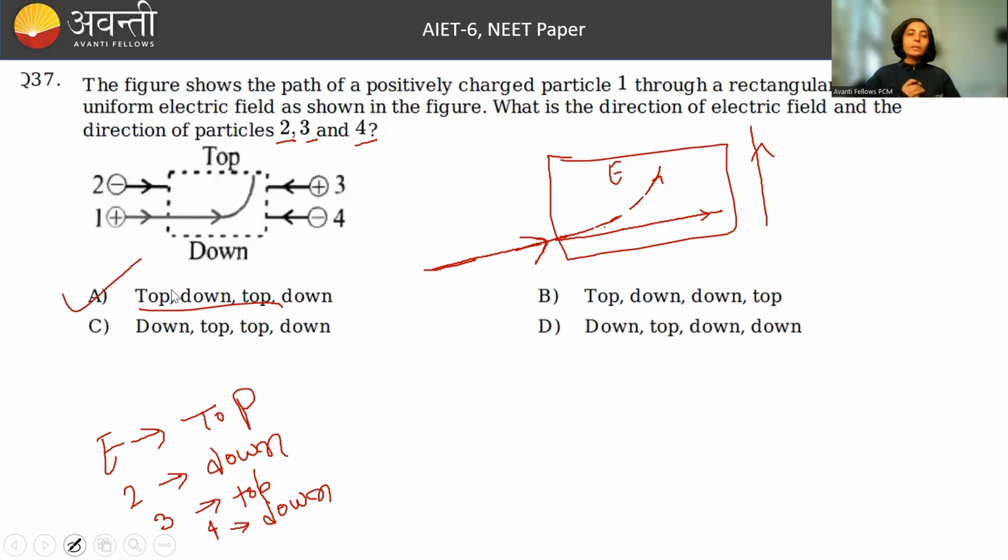Only thing you need to remember is that on a positive charge, force acts in the direction of electric field, and on a negative charge, force acts opposite to the direction of electric field. I have explained the reason very extensively in classes. Okay.